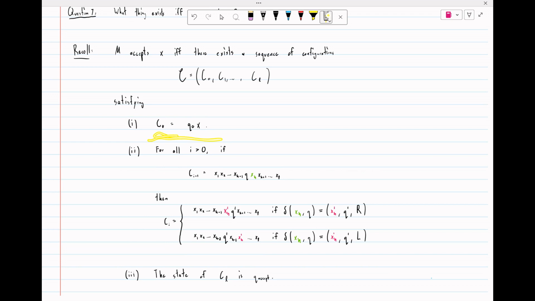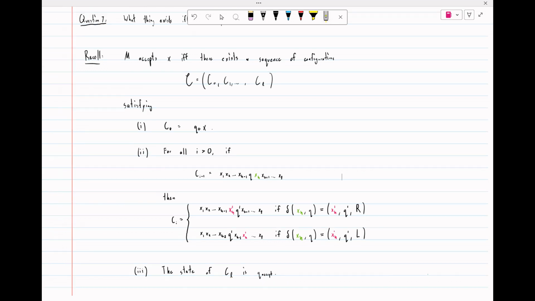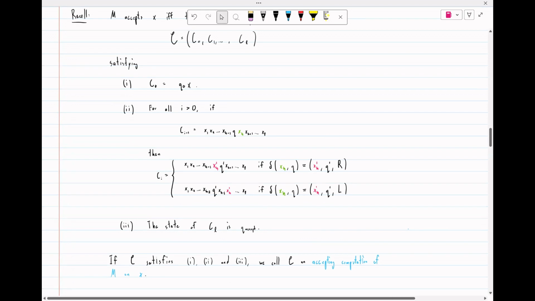So this is what my start configuration looks like. This is what C0 has to look like. And then for all i up to l, if the configuration C_{i-1} looks like this, then C_i better follow in accordance with my transition function. This is just the formal definition that we gave. And then for it to be an accepting computation, I need the state of my last configuration to be q_accept. So an accepting computation of M on X is a thing that exists if and only if M accepts X.